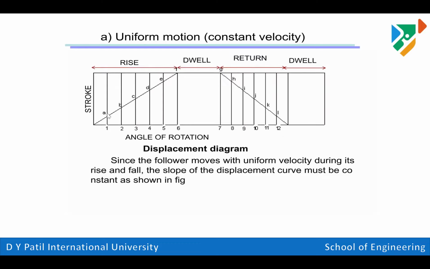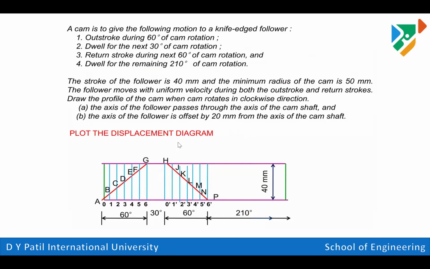rotation. So for theta, let's say 10 degrees, we have 1A displacement. For 20 degrees, we have 2B lift. For 30 degrees, we have 3C lift. For 40 degrees, we have 4D lift. These are the values of lift of the follower we can determine, and the same values you need to mark on the cam profile. So just look at the arrangement.